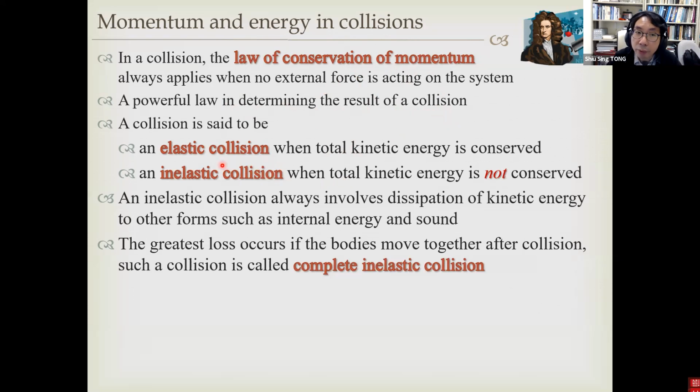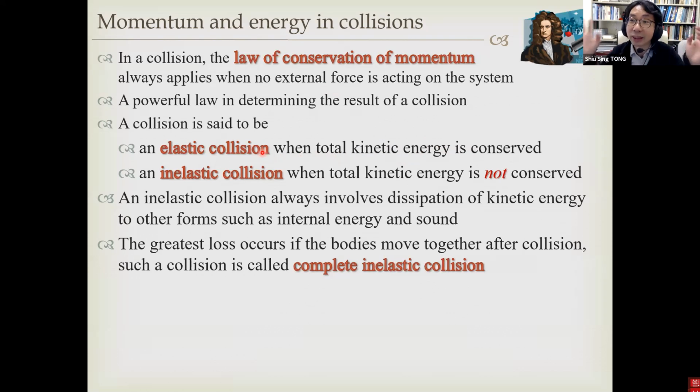Now, there are two kinds of collision. An elastic collision further specifies that the total kinetic energy of the system is conserved. But as you know, during a collision, some of the kinetic energy may change to internal energy. It may change to heat or other forms of energy, like sound, for example. So in the real world, kinetic energy is not conserved. But the approximation that kinetic energy is conserved holds in some collisions. For some collisions, the kinetic energy loss is small, and we can approximate the collision as an elastic collision.